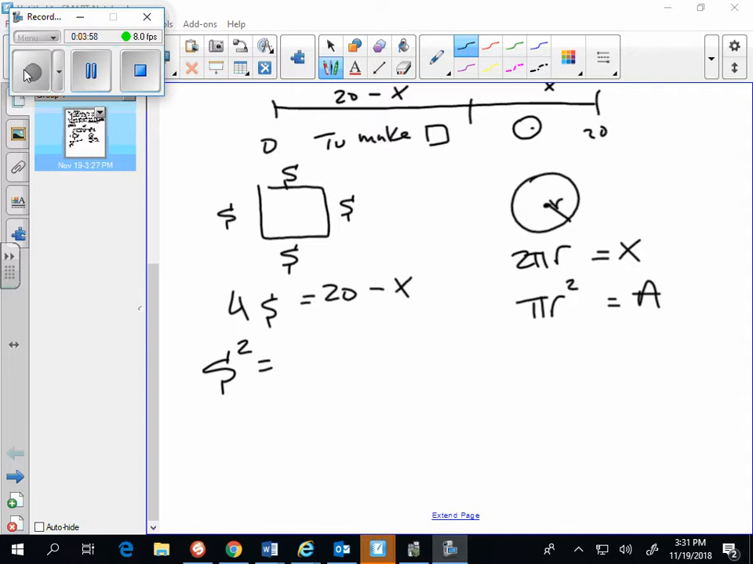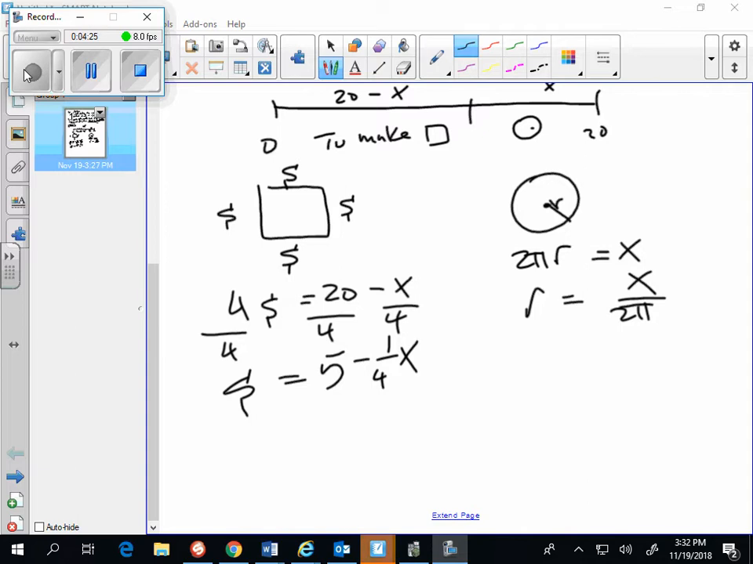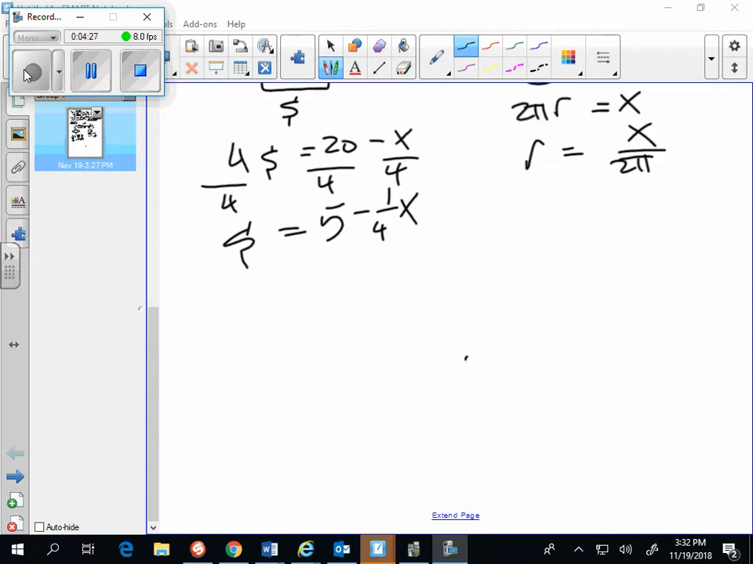And I think I see, since both of these have x's in them, I can solve this equation for s, rather, for 4s, and get that side length is 5 minus 1/4 x. And over here, I can say that radius is x over 2 pi. Now, what am I going to do with those values? I'm going to plug those values into their respective area formulas.